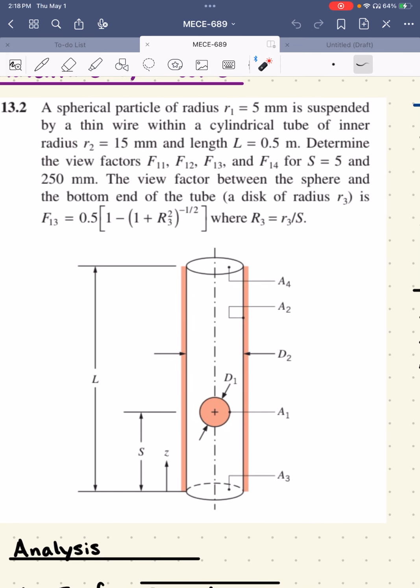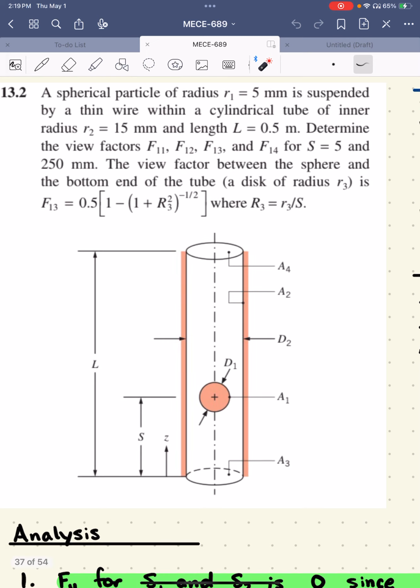So we have a spherical particle, which is this piece here, and it's suspended inside a cylindrical tube. This tube has a cap on either end, which is denoted by A4 and A3. And we have different specs for the length of the tube, the radius of the ball, the radius of the cylinder itself, as well as the position of how far along inside of this tube this spherical particle is.